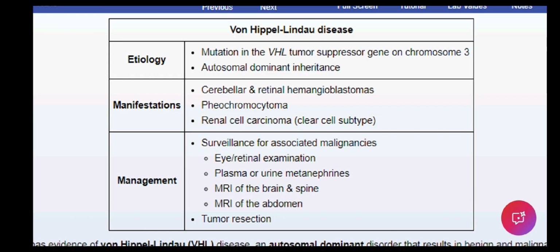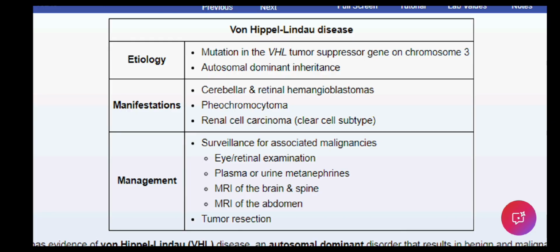What about a disease called von Hippel-Lindau? This is VHL, autosomal dominant, so we always have a family history. We see hemangioblastoma in the retina or cerebellum, pheochromocytoma, and renal cell carcinoma. Please memorize these three things: hemangioblastoma, pheochromocytoma, renal cell carcinoma.